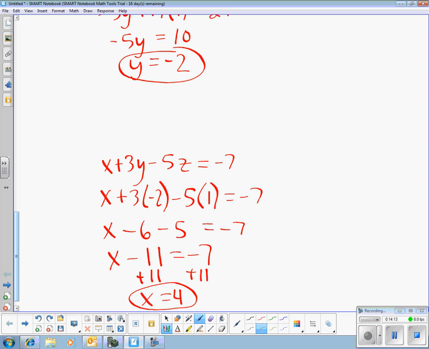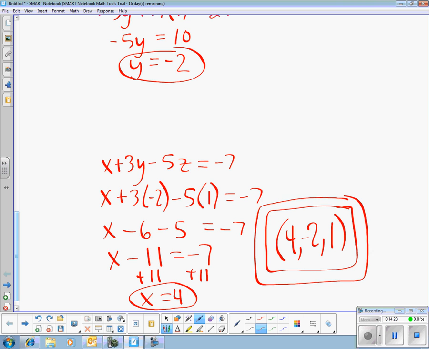Okay, so all of that together, here's my final answer. X is 4, y is negative 2, z is 1. Final answer. This is the one unique point that makes all three of my original equations true.